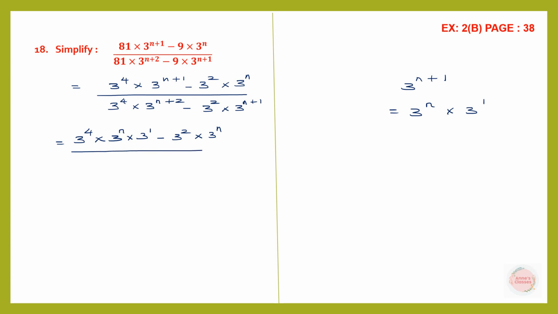And in the denominator, what do I have? 3 to the power of 4 into. Now this also 3 to the power of n plus 2. Let's break it up like this and write. So that will be 3 to the power of n into 3 to the power of 2. Continue minus 3 to the power of 2 into. Let's break up this also. So it will be 3 to the power of n into 3 to the power of 1.